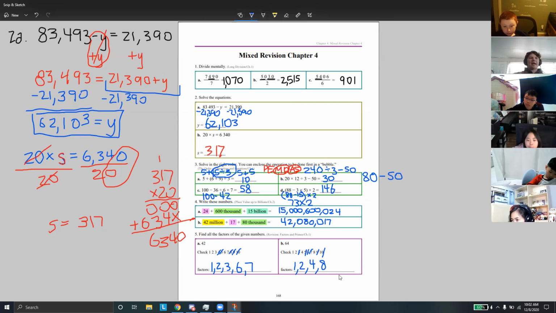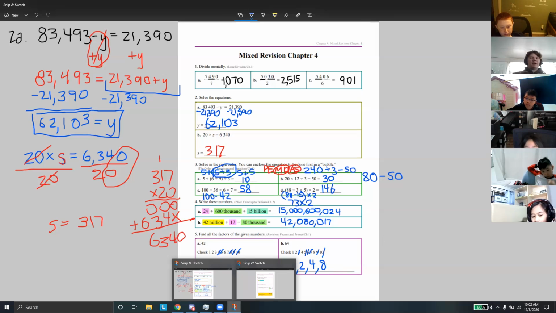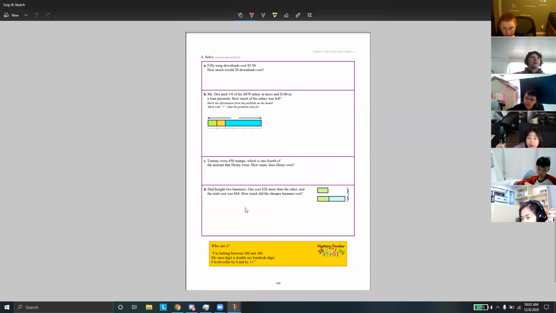Those are our factors. At least, there are more factors. For example, 32 is obviously a factor, right? But we only have to write the first couple. So that's the first page done. Great, let's go on to the next page.